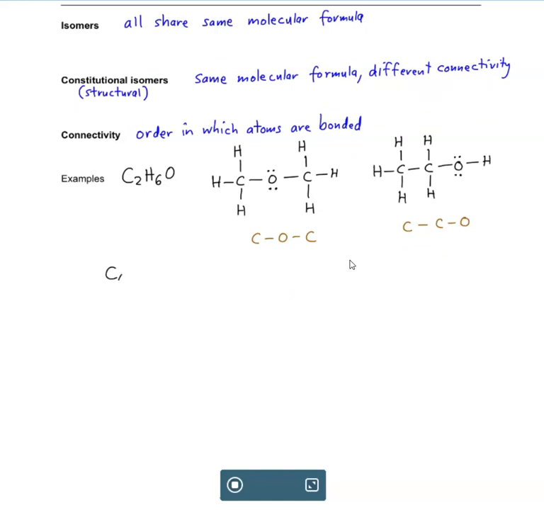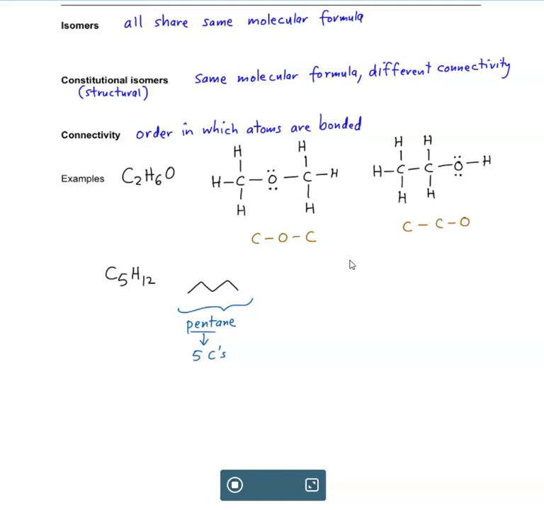Let's look at another one, C5H12. Okay, so here's a molecule, a structure, a skeletal formula that has the formula C5H12. This has 5 carbon atoms in it, in a chain. We call this pentane. So pent-, meaning 5 carbons, -ane, this is an alkane.